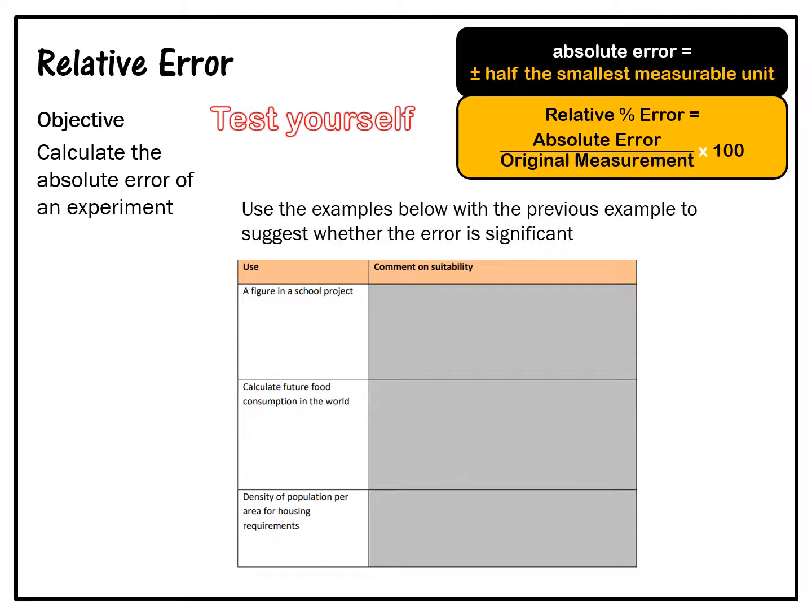What I want you to do is use the examples here with the previous example to suggest whether the error is significant. So I've given you 3 scenarios in which we're going to use this data, and you can decide whether it's significant. A figure to be used in a school project, would it be a significant error in that case? Would it be a significant error if we're using that figure to calculate future food consumption in the world? So for planning purposes, would that be a problem? That 7% value. Would it be a problem in calculating the density of population per area for our housing requirements?